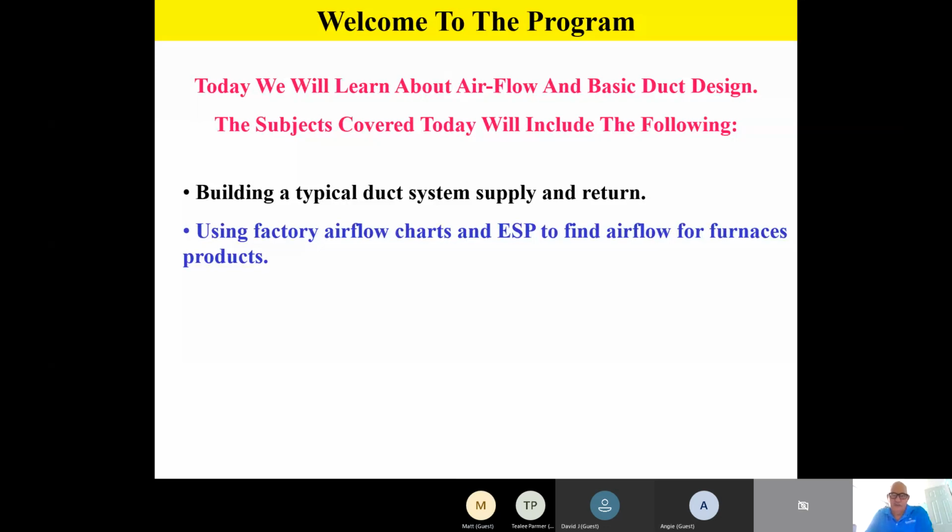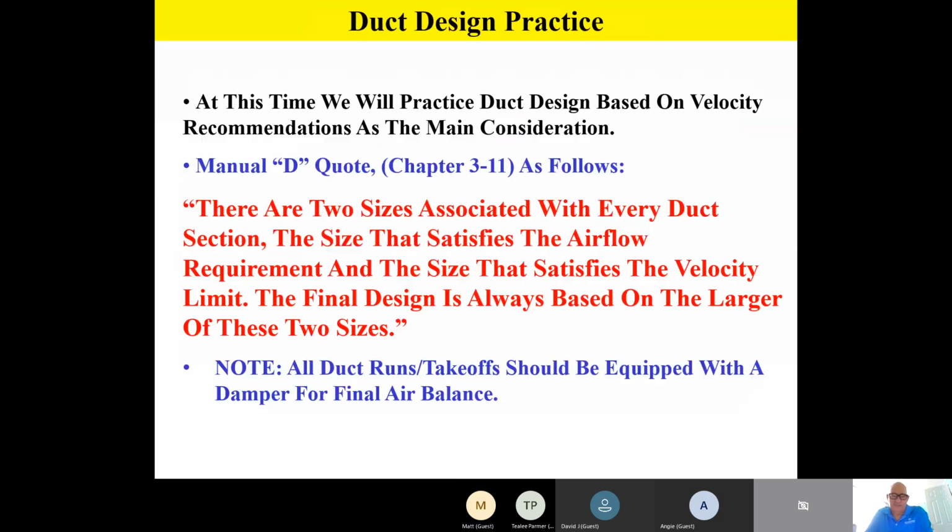So at this time, let's go ahead and talk a little bit about duct design based on velocity recommendations as the main consideration. Now, Manual D is, don't offend anybody, but Manual D is kind of the Bible in the industry, if you will, concerning airflow. And so Manual D is what we follow whenever we design a duct system.